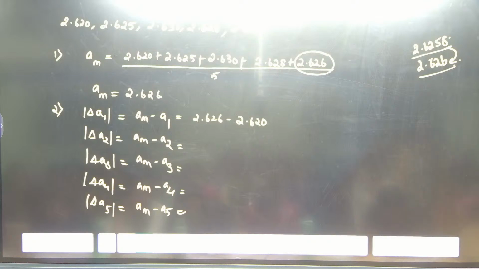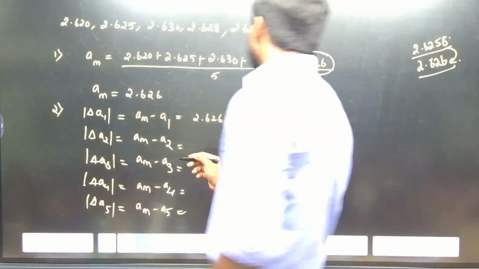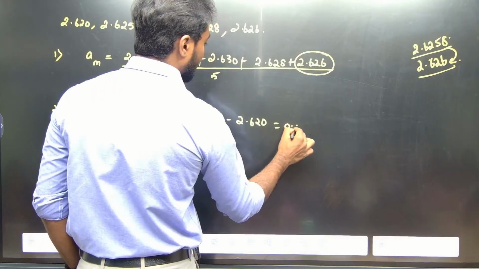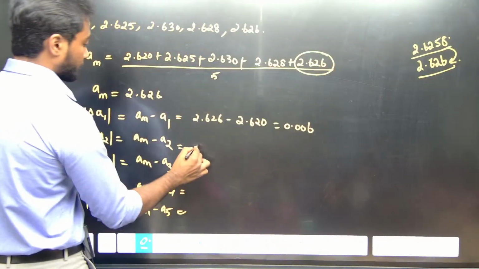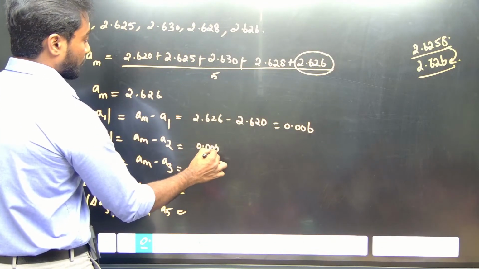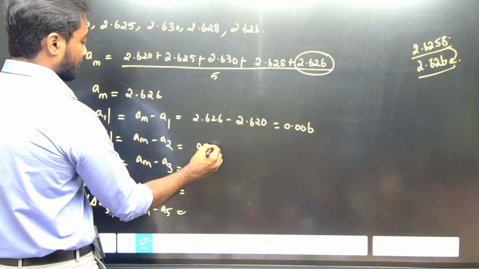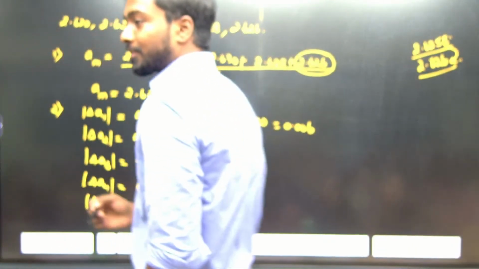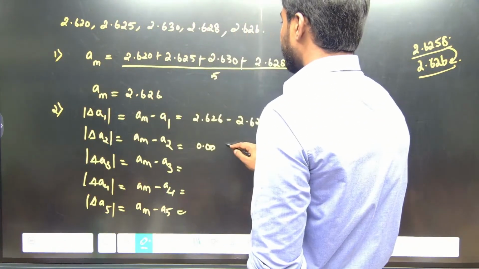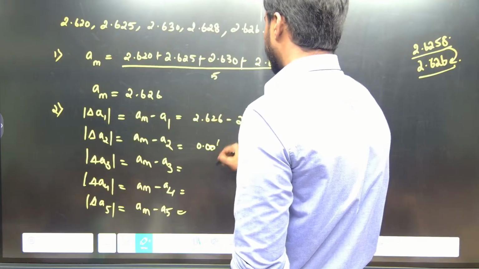Completed. What is the answer for the first one? Second one? 1 now. 1? 5 or 1? Okay. This one?